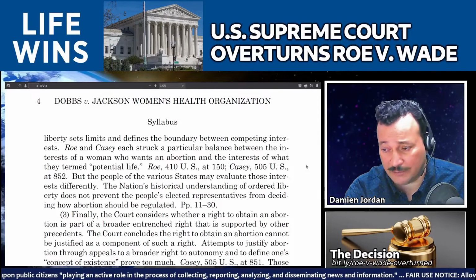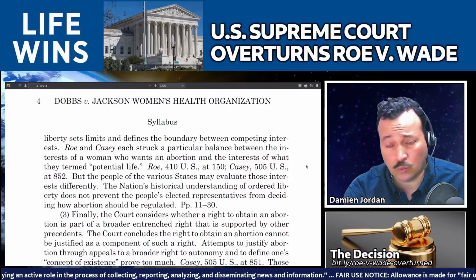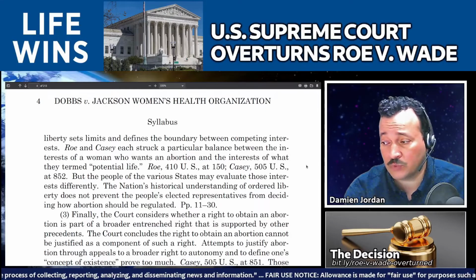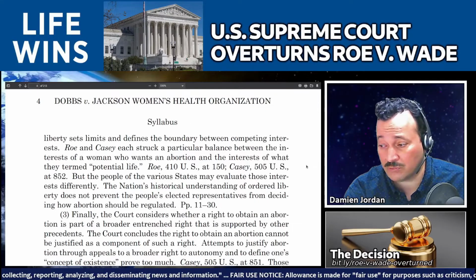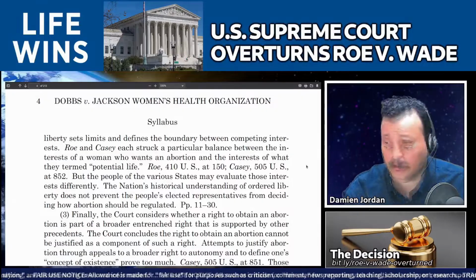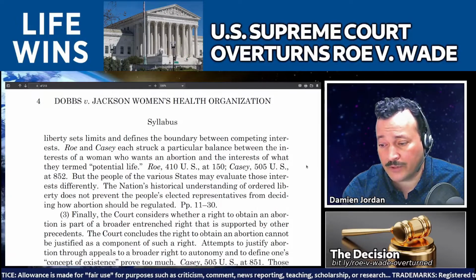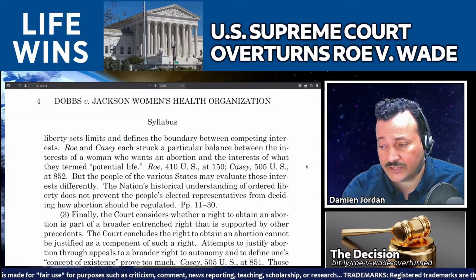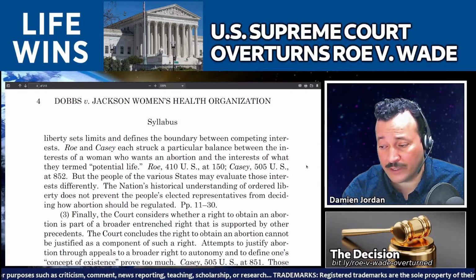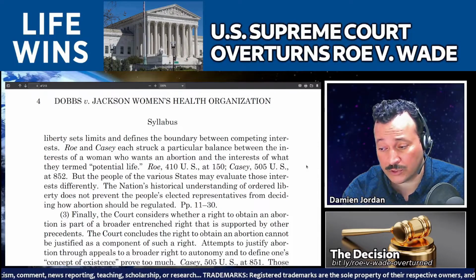Ordered liberty sets limits and defines the boundary between competing interests. Roe and Casey each struck a particular balance between the interests of a woman who wants an abortion and the interests of what they termed, quote, potential life. But the people of the various states may evaluate those interests differently. The nation's historical understanding of ordered liberty does not prevent the people's elected representatives from deciding how abortion should be regulated.